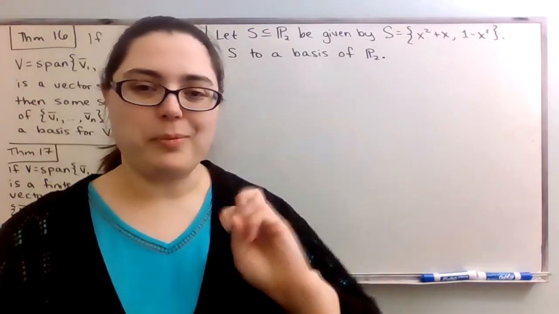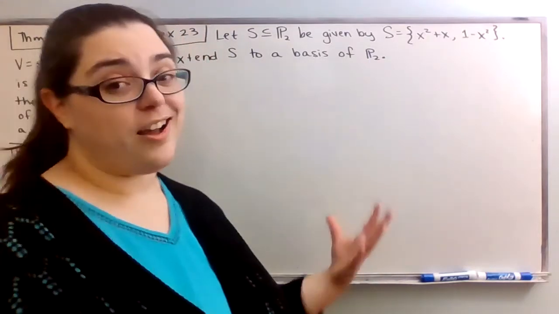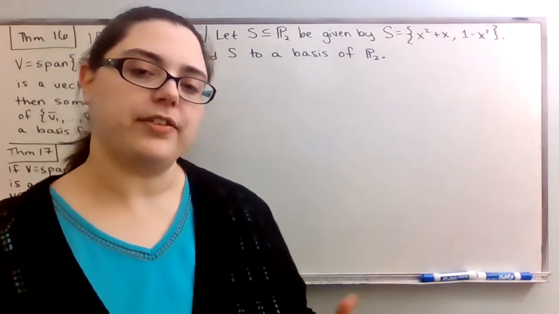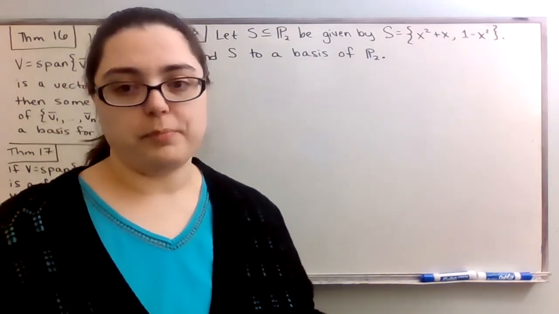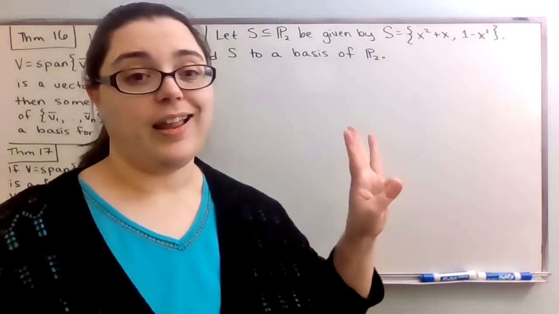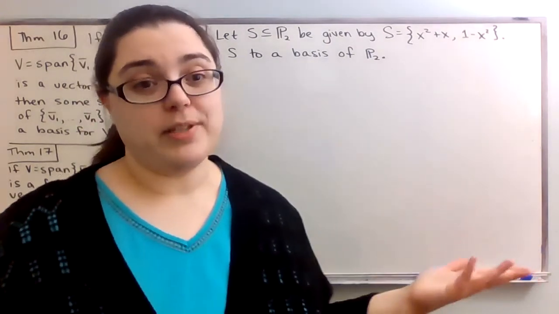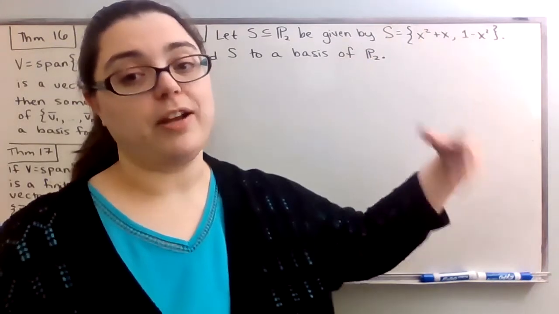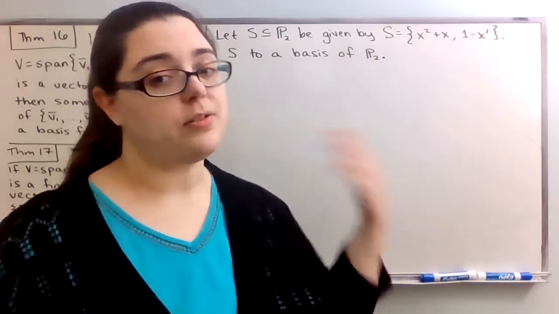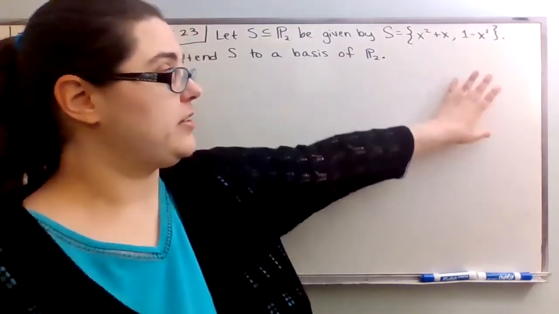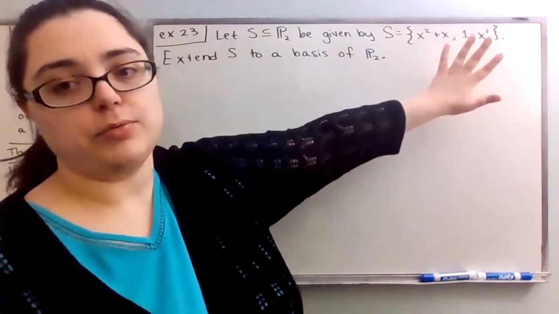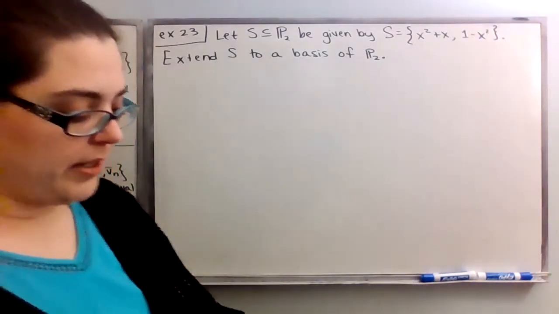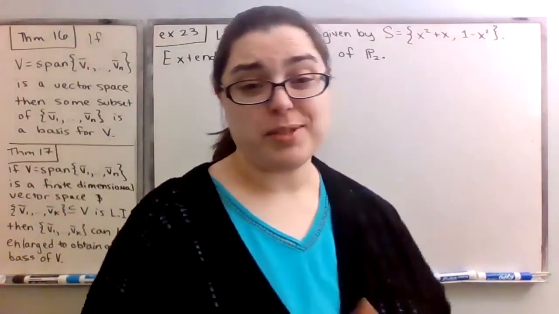The second thing I know about this is that it is not all of P2. I know it's not all of P2 because in the last video, we saw that the dimension of P2 was 3. And that would mean we need 3 basis elements. So here we have just 2. So we're going to have to find one more to toss in, one more linearly independent vector that's going to complete what's happening here. So with that in mind, let's find what's missing.